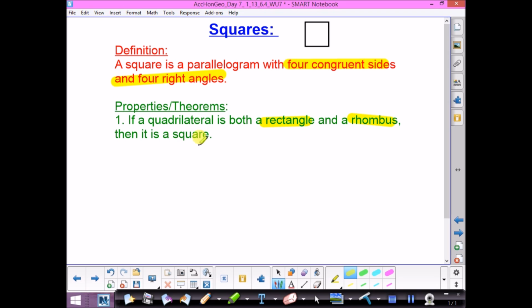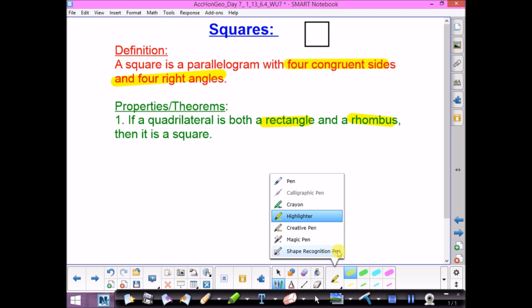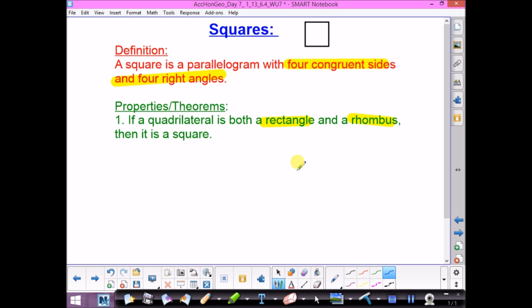So, are all squares rectangles? Yes. Are all squares rhombi? Yes. Are all rhombi squares? No. Are all rectangles squares? No. So keep that straight in your mind as you prepare for the quiz and tests, especially dealing with sometimes, always, never questions.